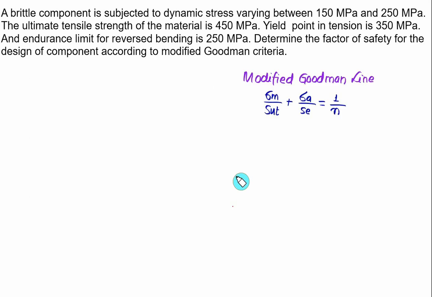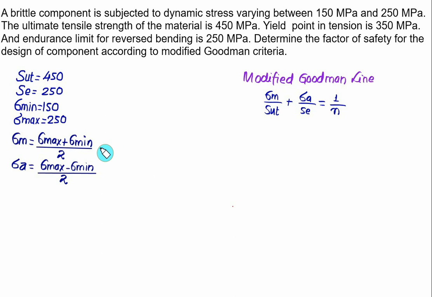In the modified Goodman criteria, you require the value of SUT and the value of SE. Out of that, we have been given the value of SUT equal to 450, and we have the endurance strength SE equal to 250. The stress is varying from 150 to 250, so we have sigma minimum equal to 150 megapascal and sigma maximum equal to 250 megapascal.